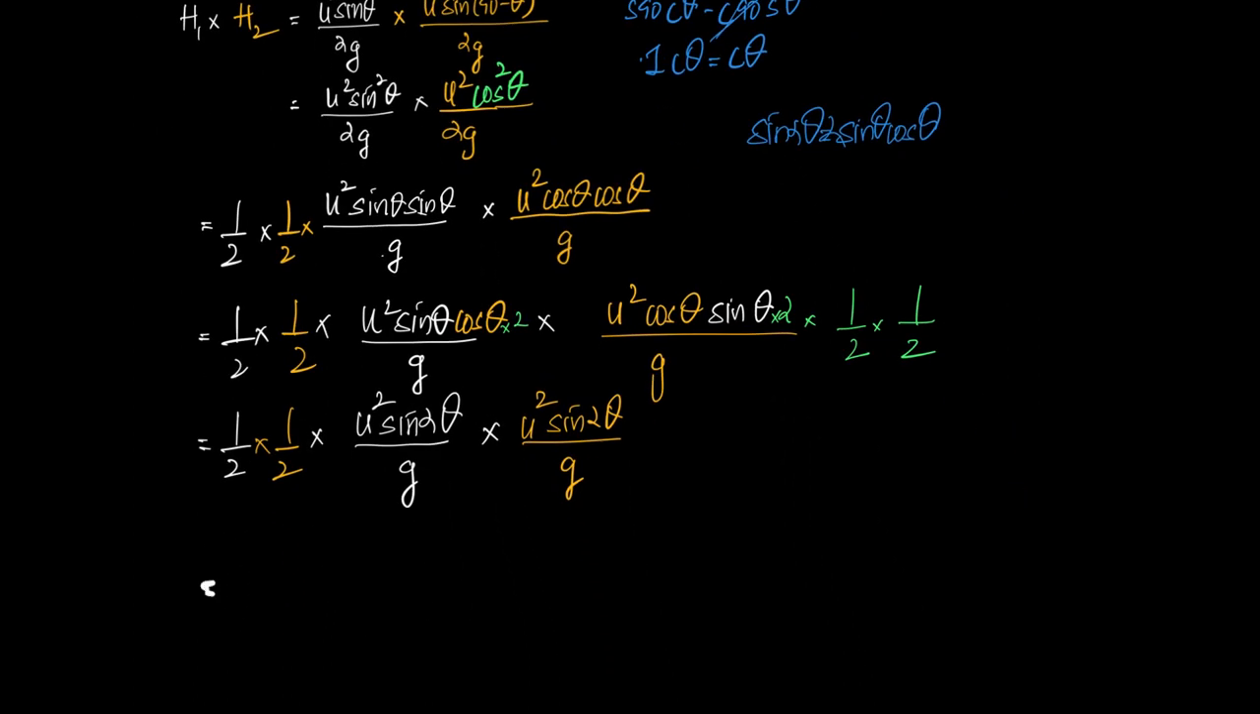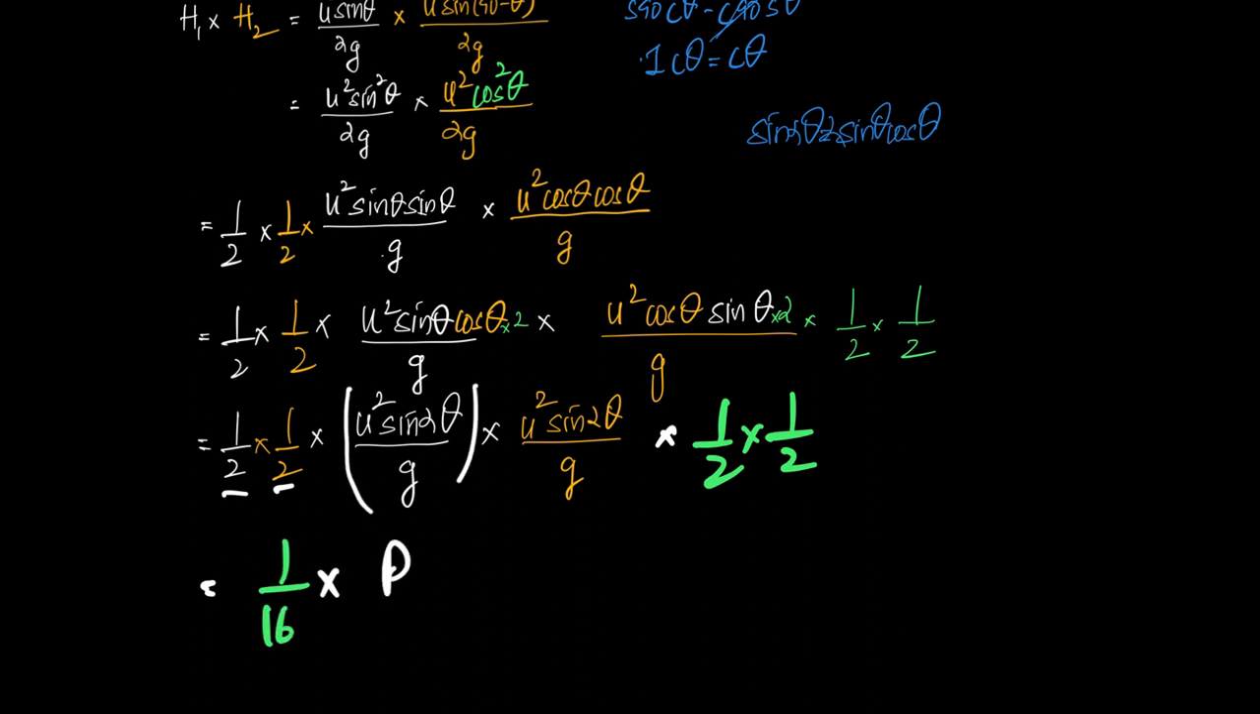So what do we get? 1 by 2 into 1 by 2 is 1 by 4. Oh, we have into 1 by 2 here. I'm sorry, I skipped that part. It's 1 by 2 into 1 by 2 into 1 by 2, so 2 into 2, 4 into 2, 8 into 2 is 16. So what we get is 1 by 16 into u square sine 2 theta by g.